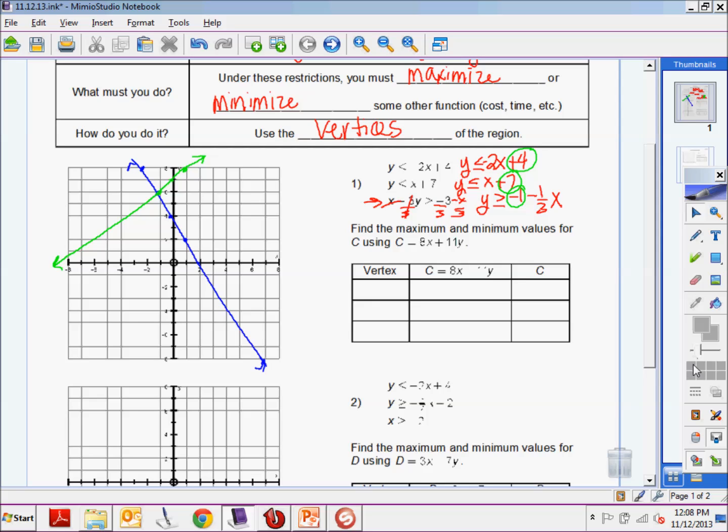Okay, I'm going to graph the last one. The last one, I start where? -1. I'm going to start at -1. I'm going to go up 1, left 3. 1, 2, 3. And I can also go down 1 and right 3. 1, 2, 3.